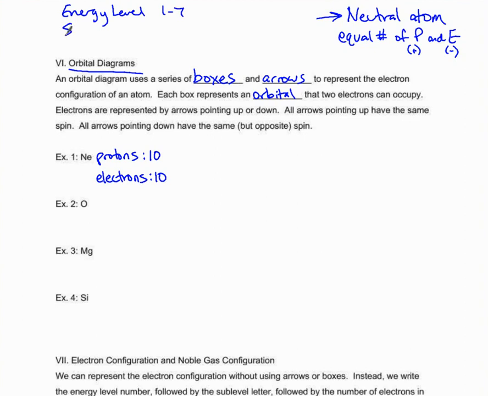Then we have sublevels, and that was S, P, D, and F. And then we have orbitals. And so remember, for each of these, we had 1, 3, D has 5, F has 7.